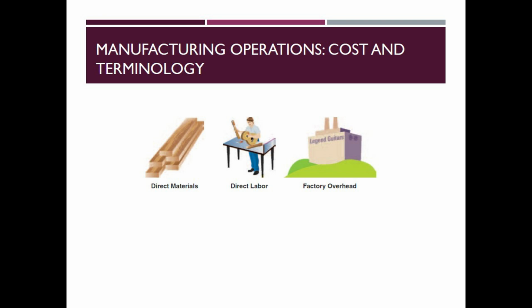Additional factory overhead would also include indirect labor cost and indirect material cost. For the guitar, as for Legend guitars, indirect materials will refer to sandpaper, buffing compound, glue, powder, and the indirect cost would also involve salaries of production supervisors.